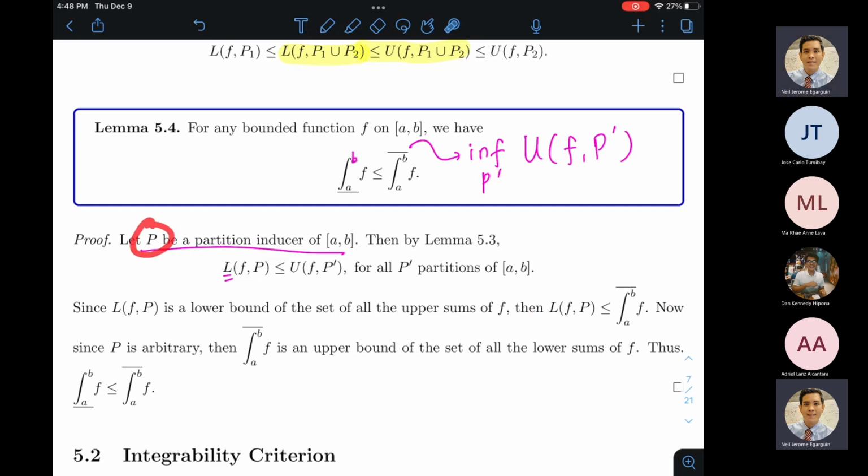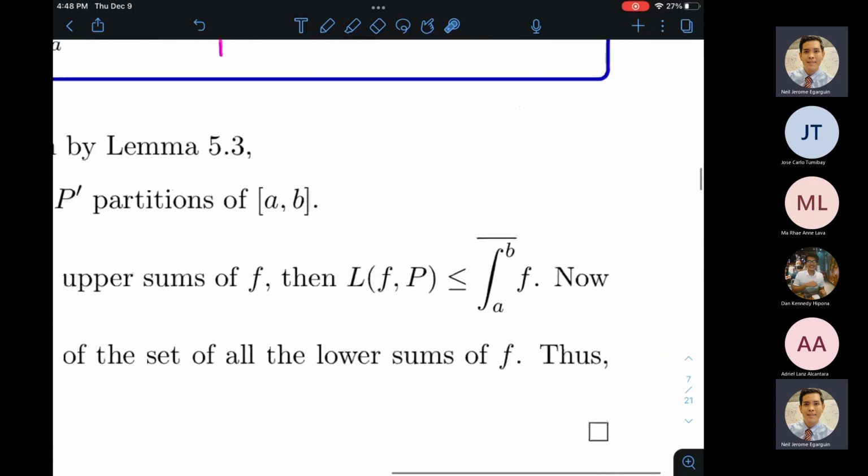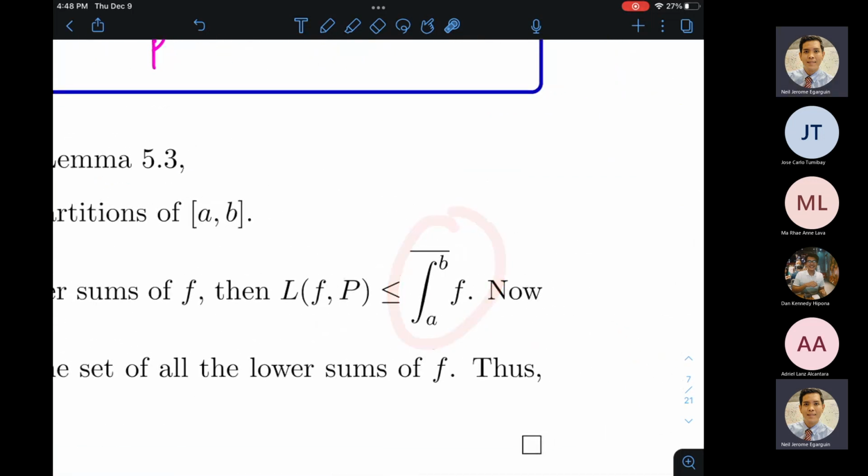Now, again, I'm going back to my choice of P. Si P ay arbitrarily chosen from the beginning. Wala akong inimpose na property kay P aside from being a partition inducer. So si P ay arbitrarily chosen. Kahit ano pa yung P, lagi siya magiging lower bound ng UFP prime. Right? So ibig sabihin, totoo rin to sa lahat ng P. So what have we shown here? The upper Riemann integral is an upper bound for the class of lower Riemann sums. Ito ay upper bound para sa lahat ng posibleng lower Riemann sum ni F relative to P.